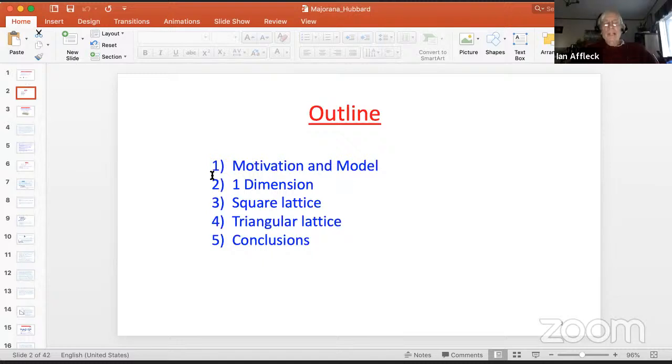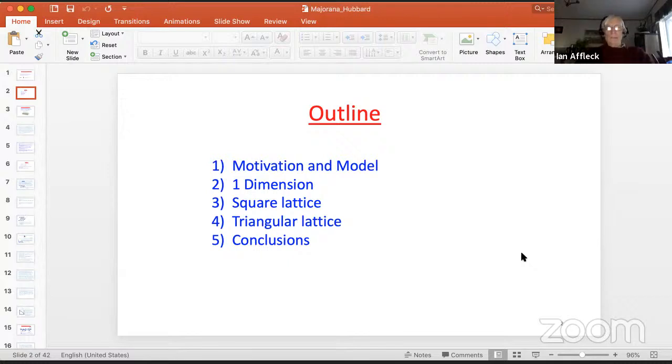So here's the outline of the talk. First of all, I want to give the motivation and the model. Then I want to talk about the one-dimensional case, the square lattice case, including some numerical work on ladders, the triangular lattice case, and then conclusions.